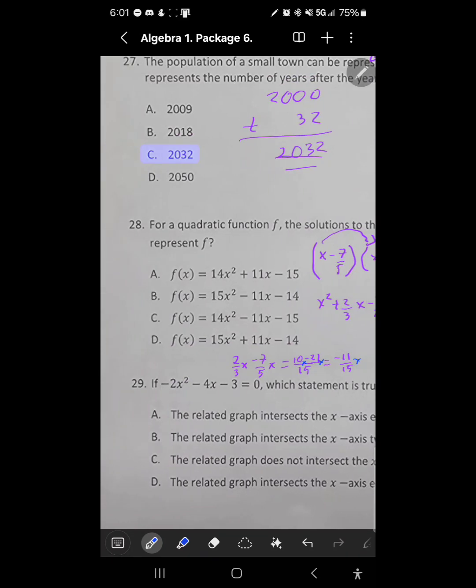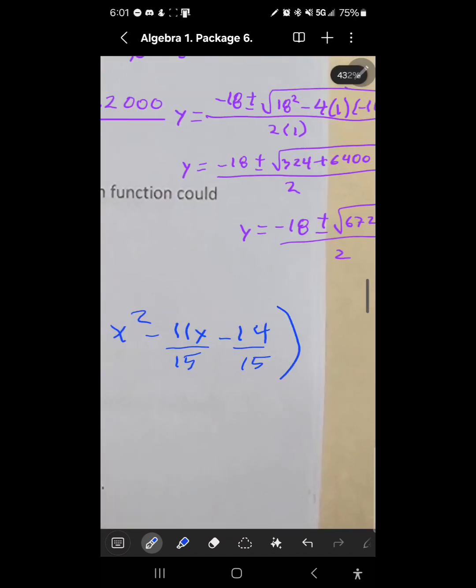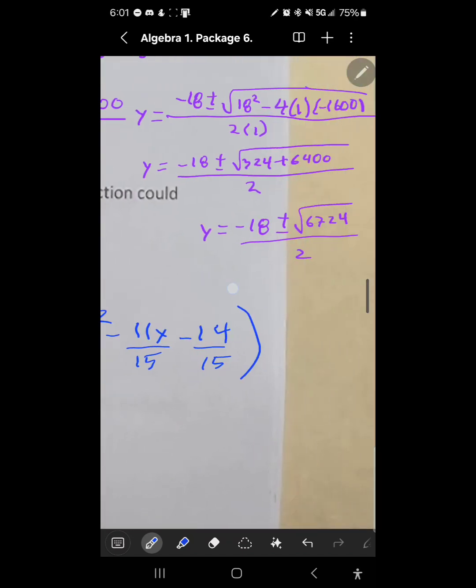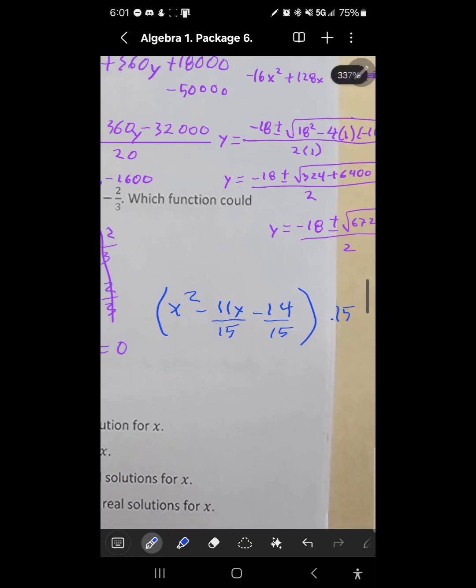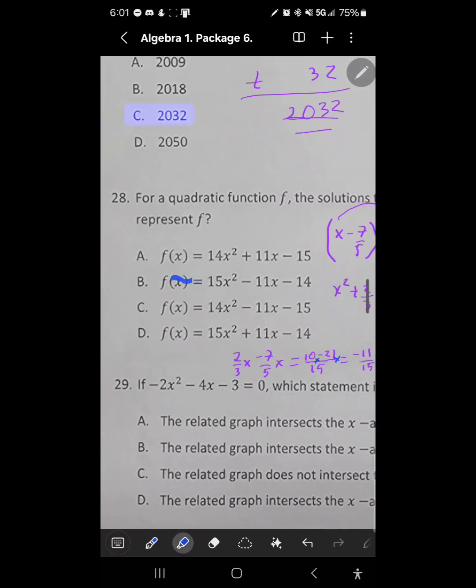Now you see that we have fractions here, so I'm just going to multiply the whole thing times 15. So 15 times x squared is 15x squared. Now the 15 here cancels the denominator here, so it will be minus 11x. And it will cancel the denominator here, so it will be minus 14. So 15x squared minus 11x minus 14, which is option B.